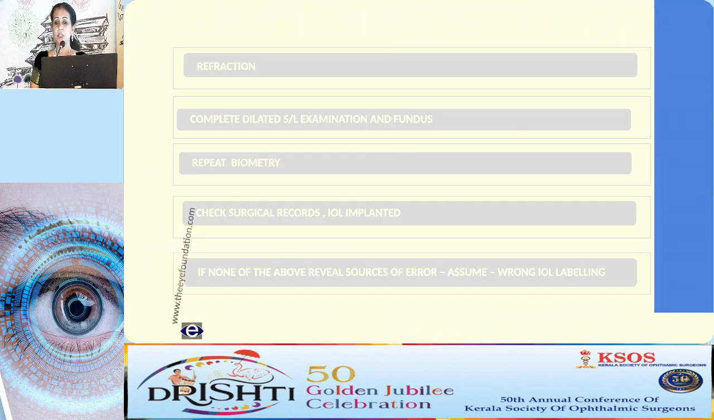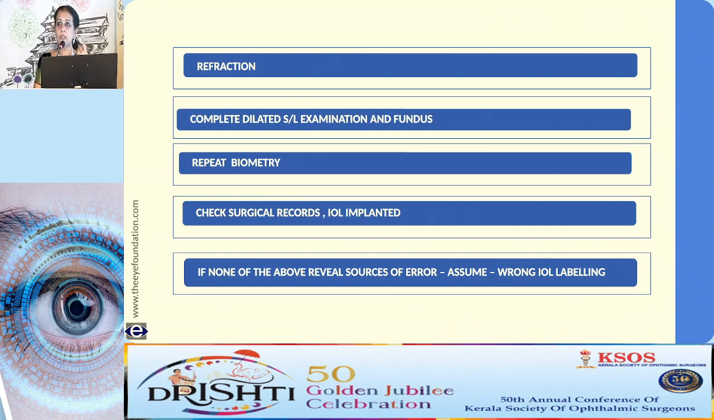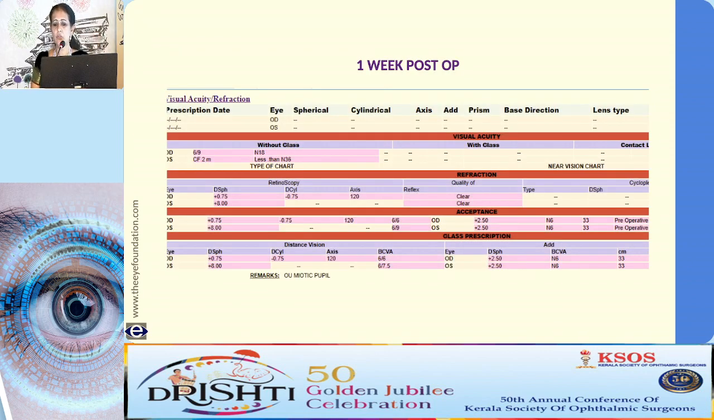So you also need to determine what went wrong. First and foremost, you do a refraction, and wait for a stable refraction and the cornea to clear up. It could be a post-RK patient, when there could be some transient hyperopia. We need to look at the IOL, whether it's subluxated, whether there's a PCR. You need to repeat your biometry. Was there something wrong in the initial one? We need to know what the biometry was. Was it the IOL implanted, or was it a wrong IOL labeling, in which case we need to remove the lens?